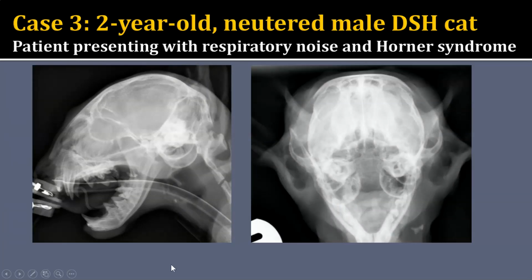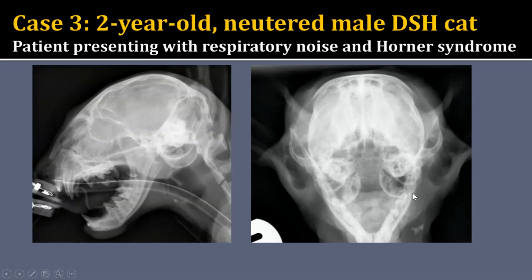Case number 3 is a 2-year-old neutered male domestic short-hair cat. This patient is presenting with respiratory signs and Horner syndrome. We have 2 views of the skull, a lateral view, and then this is that rostrocaudal open mouth view that is for evaluation of the tympanic bulla. So why don't we start with this view, because we have things that are not superimposed. We can compare left to right.